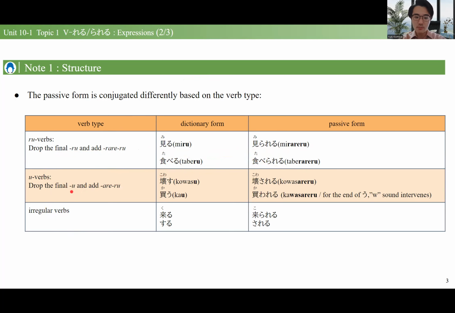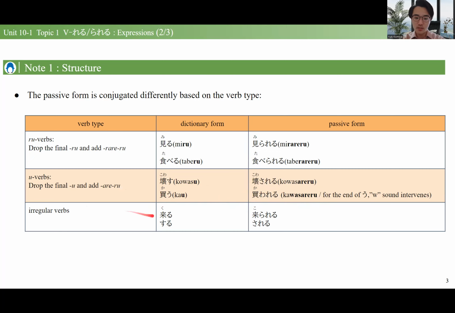For u verbs, you replace the u with areru. So kowasu, to break, will be kowasareru, to be broken. Kau, this is actually going to be kawareru, to be bought. For verbs that end with the hiragana u, that's a little special. You need to have the W sound. So instead of kauareru, it's kawareru. W sound, kawareru, for verbs ending in u.